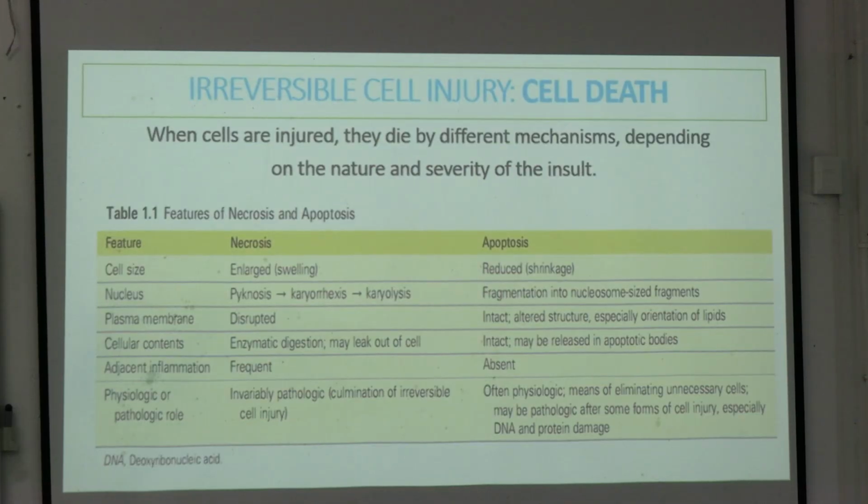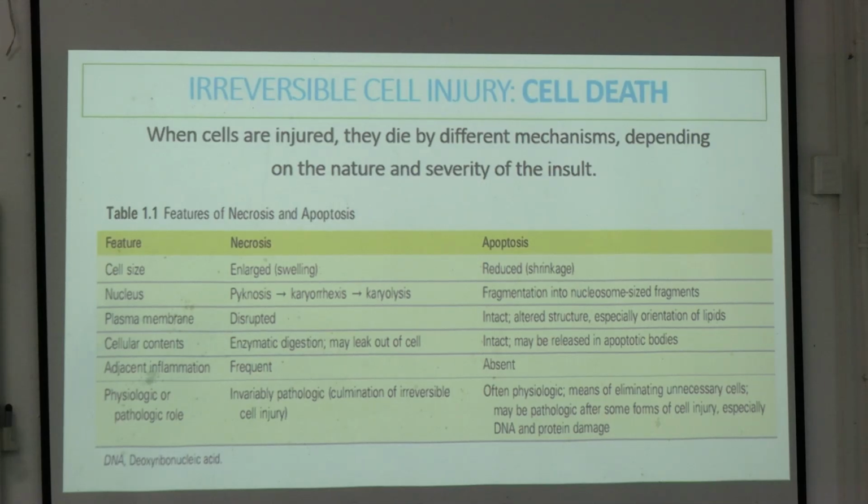So irreversible cell injury, cell death. We come to necrosis and apoptosis. There is a detailed lecture class on these two. A question comes every alternate year, and you need to be very careful and remember these two things. I will not teach in detail, I will just give an overview.